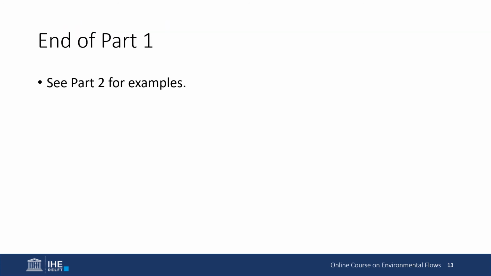So we conclude part 1. Then watch part 2 to review some examples of how flows have been considered in some environmental and social impact assessment reports.